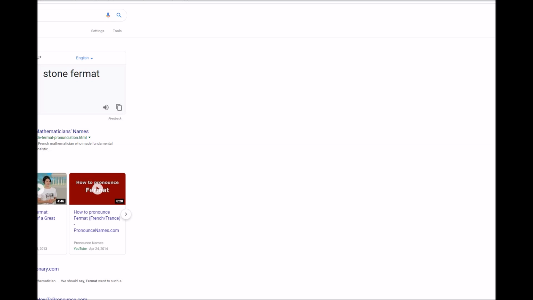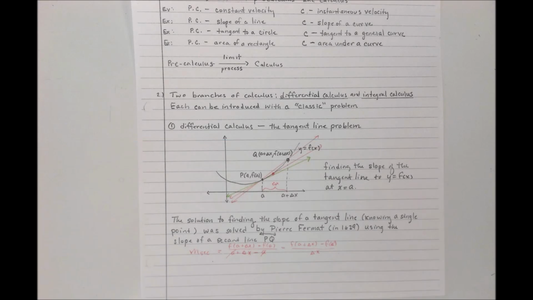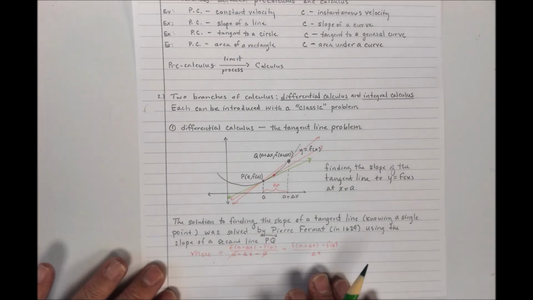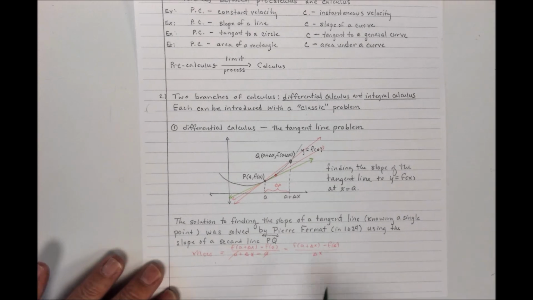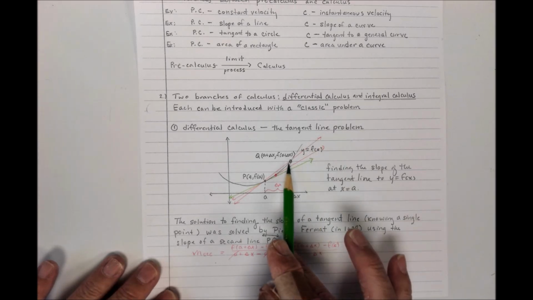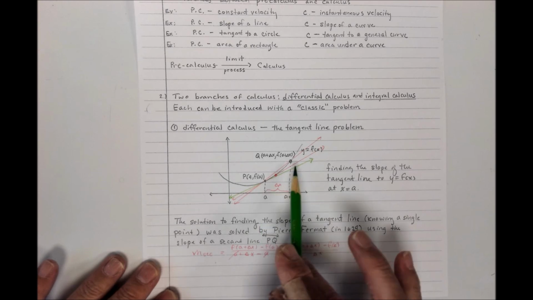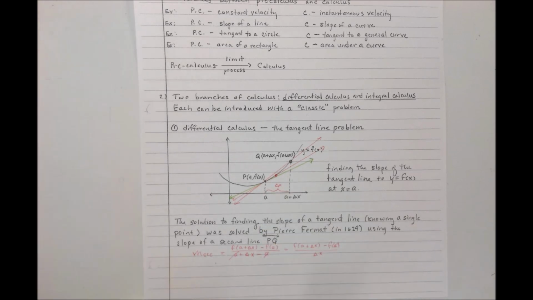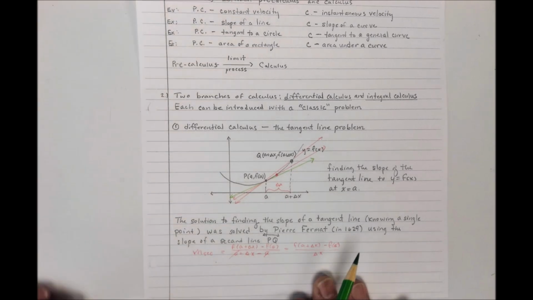As I move this point along this curve, my red lines here, my secant lines, are going to get closer and closer and closer to becoming the green line here, which is supposed to be representing the tangent line itself. So we'll get into this in a little more detail starting in chapter 2, but this is the tangent line problem, approximating the slope of the tangent line using the slope of the secant line. All right, now the second branch of calculus, or integral calculus, uses a different classic problem.